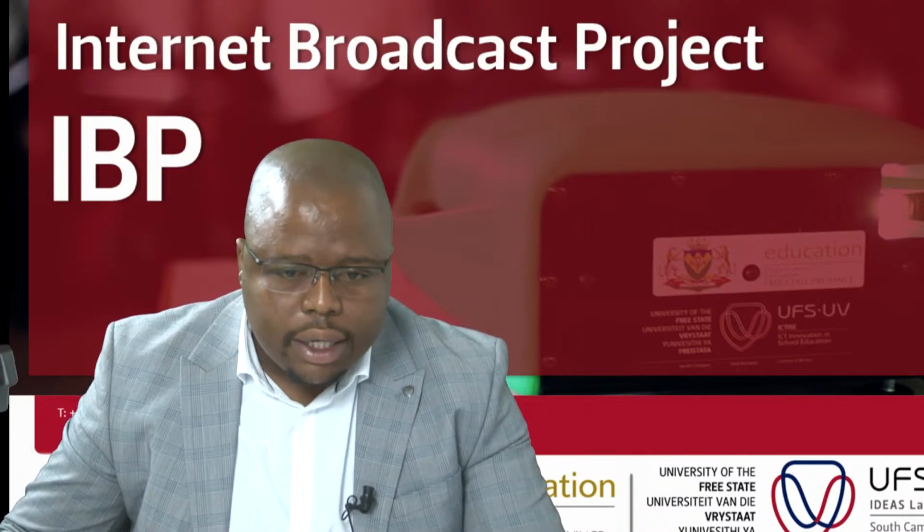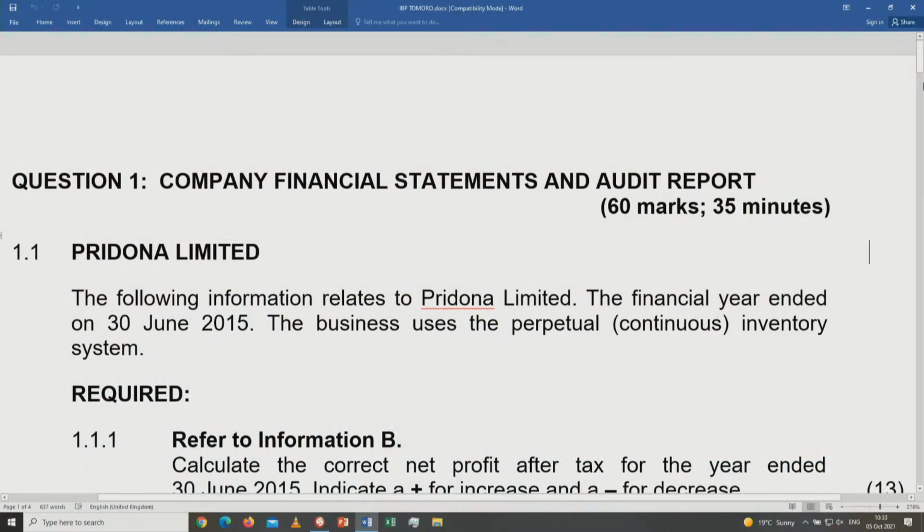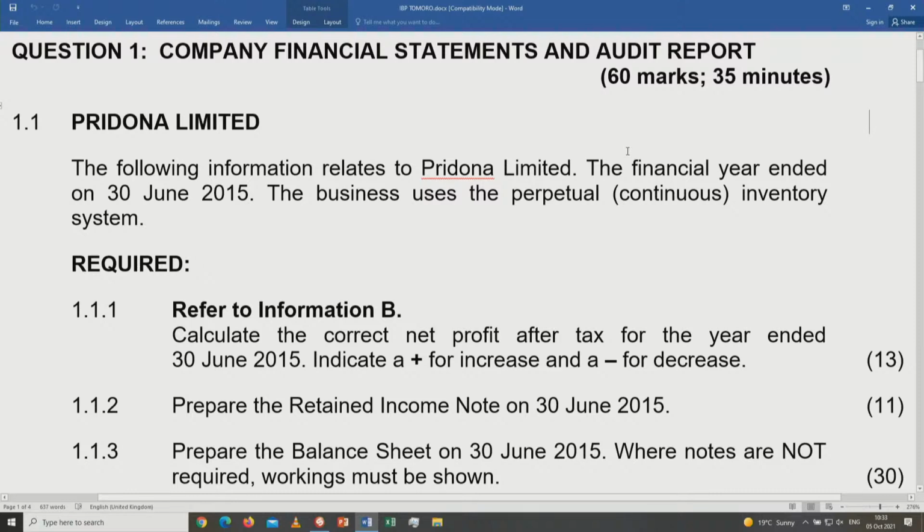It's question 1, company financial statements and audit reports, Pre-Donor Limited. Very important that before we can even start to attempt to do this question, we look at or read through the question so as to get when is the beginning of the financial year and when is the end of the financial year. That will be very useful, and it will assist us in our calculations, so that our calculations can be correct.